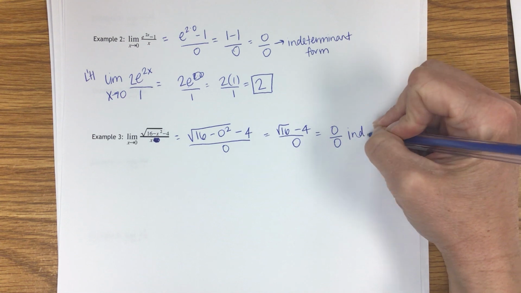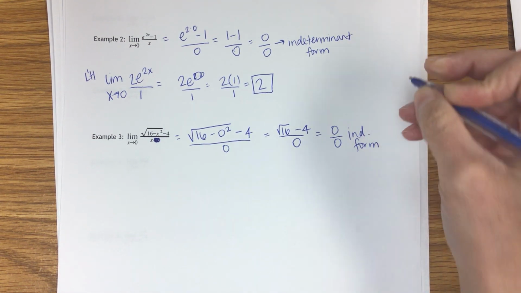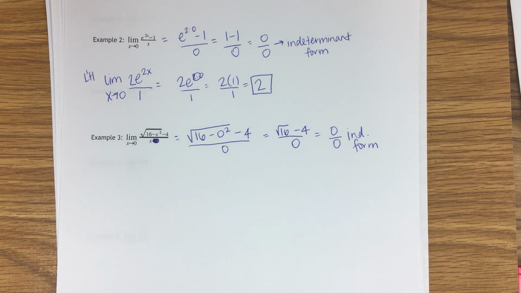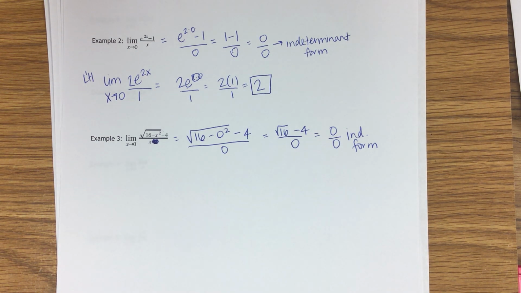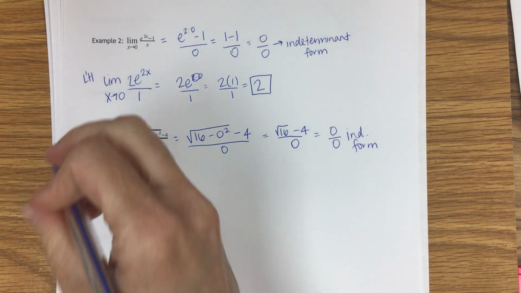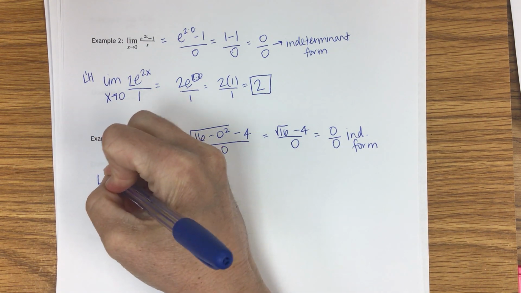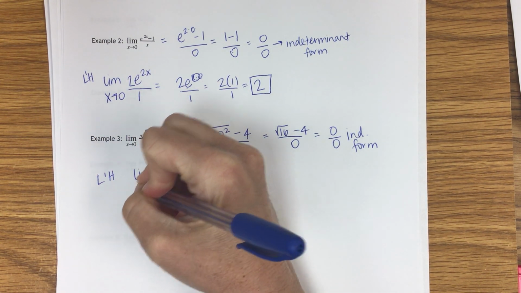I do end up with an indeterminate form. Indeterminate form means I can't determine what the limit is as is. I need to try something different. This is the type of problem where we would multiply by the conjugate if we were doing this algebraically, which is still an option for you. I am going to show you L'Hopital's rule as the shortcut and see what you think.